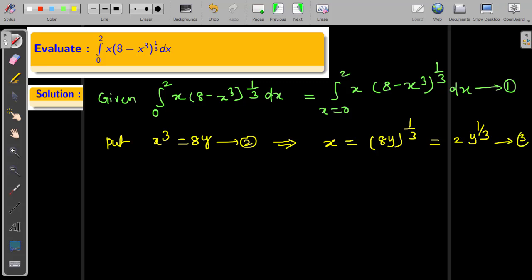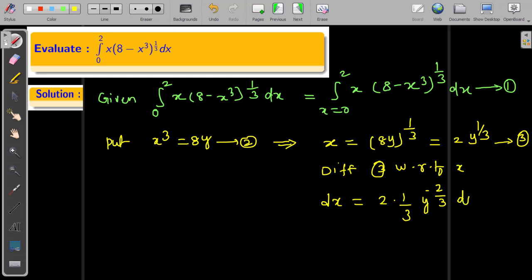Differentiate equation 3 with respect to x on both sides. So dx equals 2 times the derivative of y to the power 1/3. Here 2 is a constant, so we keep it, times 1/3 times y to the power 1/3 minus 1, which is minus 2/3, times dy. So dx equals 2/3 y to the power minus 2/3 dy. Let us mark equation number 4.